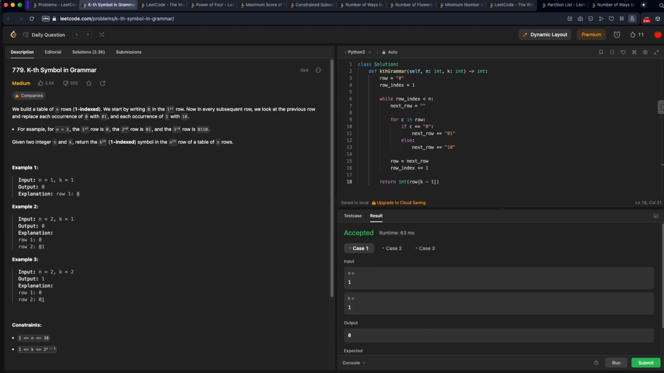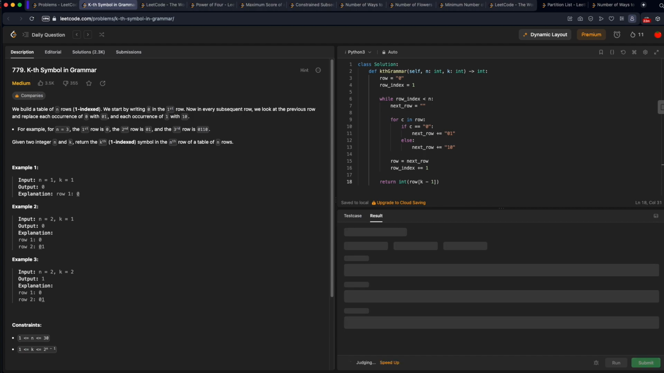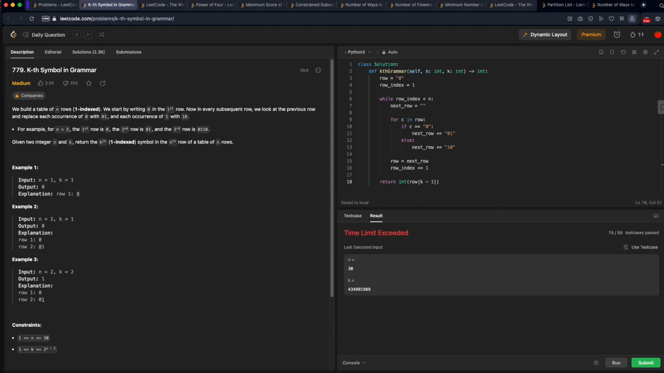All right, seems to work. Let's submit this and see how we do. Time limit exceeded. We'll use this test case, but let's look at it first. N is 30, and look at this K. That is huge. We're building a string that is this long. That's going to be a problem.